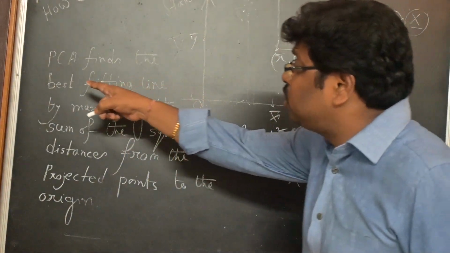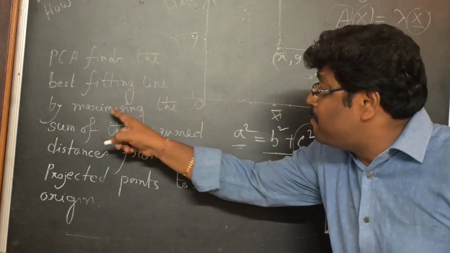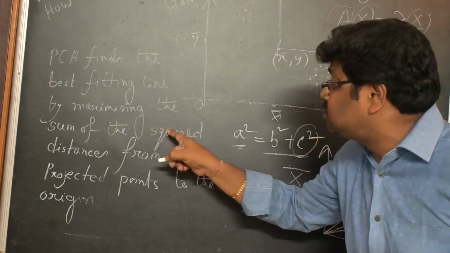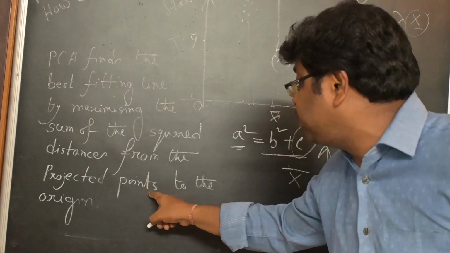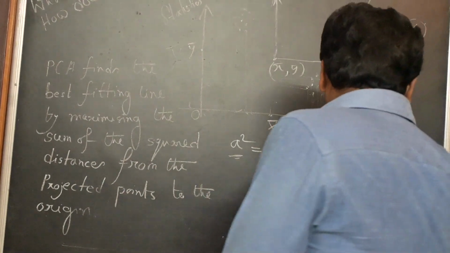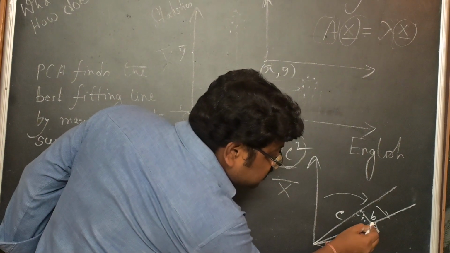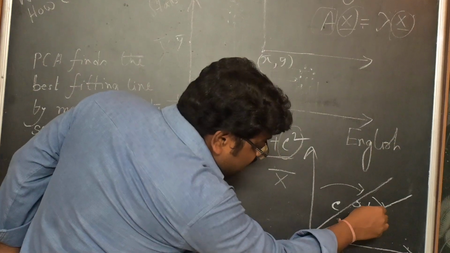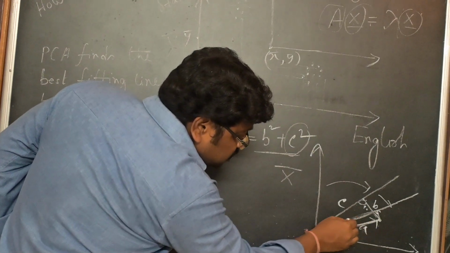So I have mentioned here, PCA finds the best fitting line by maximizing the sum of the squared distances from the projected points to the origin. So it has the projected points here, 90-degree projected points, and from this to the origin, this is the distance.